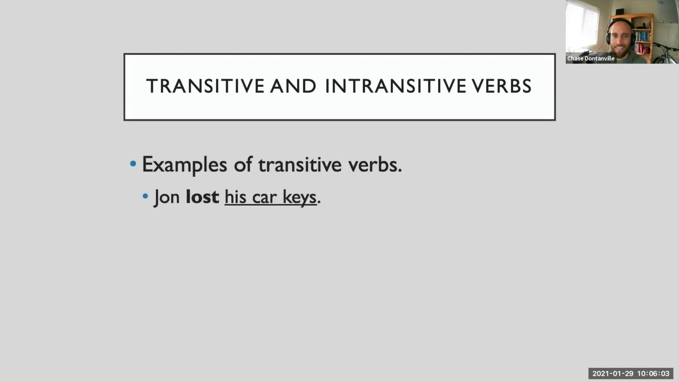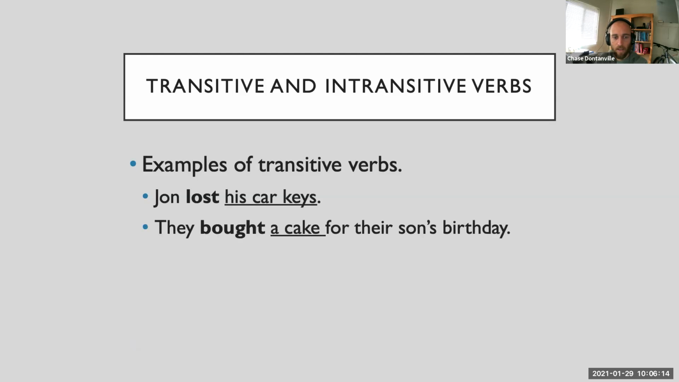John lost his keys. So lost is a transitive verb. His keys is the direct object. It tells us what he lost. They bought a cake for their son's birthday. So bought is a transitive verb. And what did they buy? A cake. So a cake is the direct object. And we rented a car when we went to Hawaii. So again, rent is a transitive verb. And what did we rent? We rented a car. So the car is the direct object.